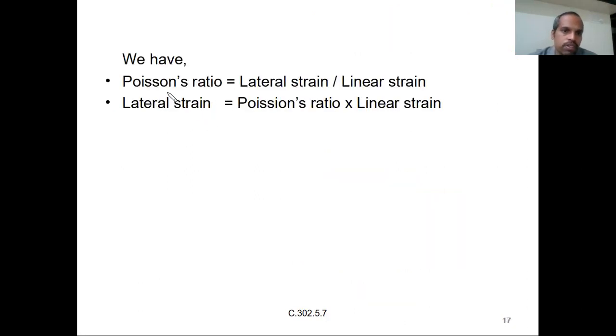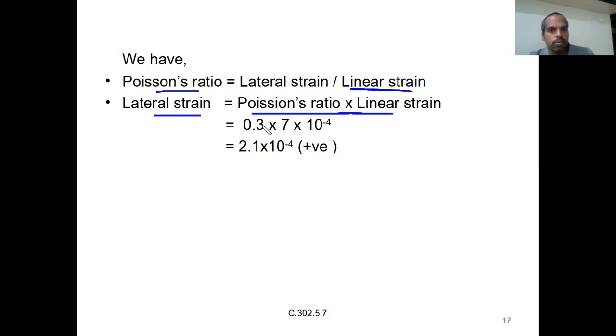From the definition, what is the Poisson's ratio? Lateral strain by linear strain. We know the Poisson's ratio that is given in the problem, and we have calculated the linear strain. Now from this, calculate the lateral strain. Lateral strain is equal to Poisson's ratio into linear strain. So it is 0.3 into 7 into 10 to the power of minus 4, and that is the linear strain.